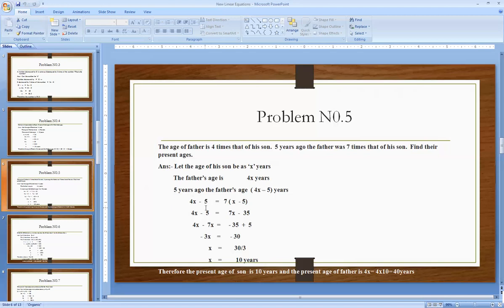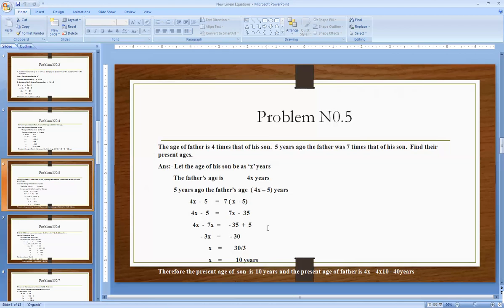Now we have to open the bracket, then shift all the x values to the left and the numbers to the right side. 4x minus 5, the father's age, equals, if we open the bracket, 7 into x is 7x, plus into minus is minus, 7 fives are 35. Then we shift all the x values to the left side and numbers to the right side. 4x, that 7x will become minus 7x, and minus 35 will be retained at the right side.